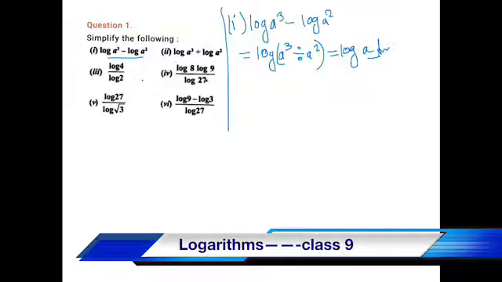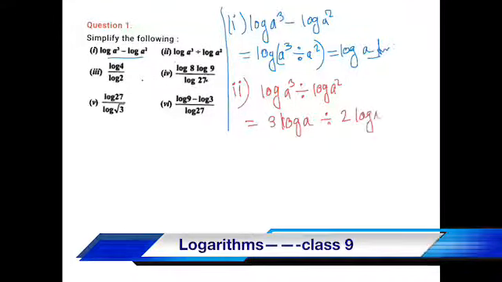Okay. Let's see question number 2. Log of A cube divided by log of A square. If we write this question in a different manner, because the power goes out and becomes multiply, we can write 3 log A divided by 2 log A. So log A and log A get cancelled and we have the answer 3 by 2.